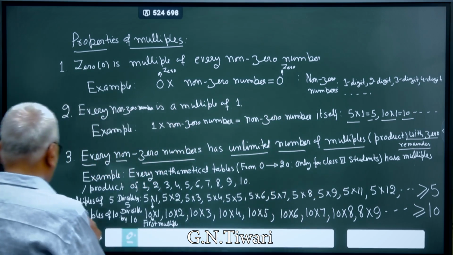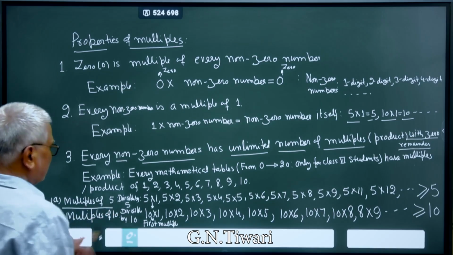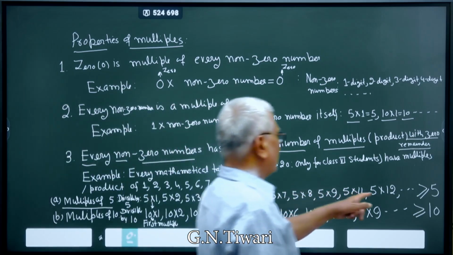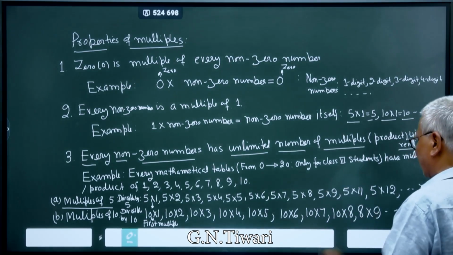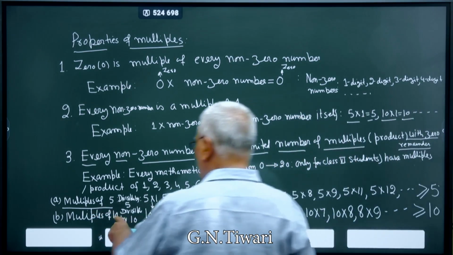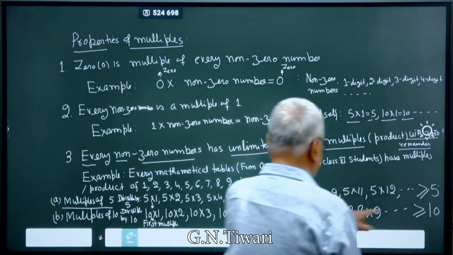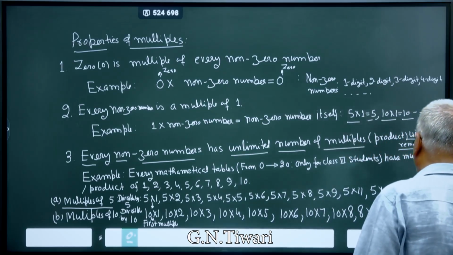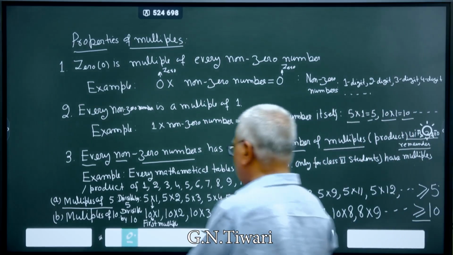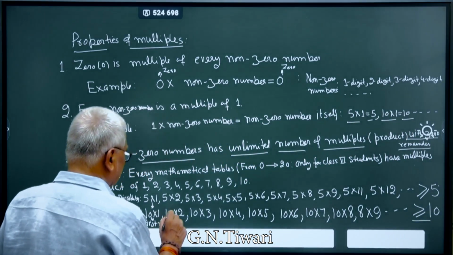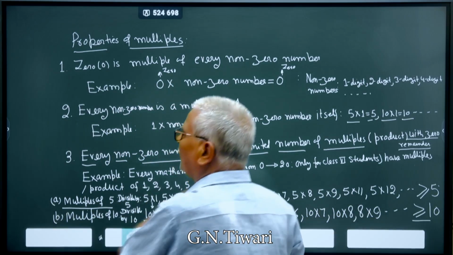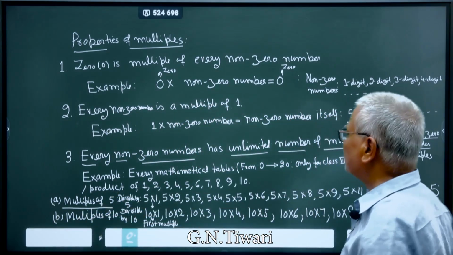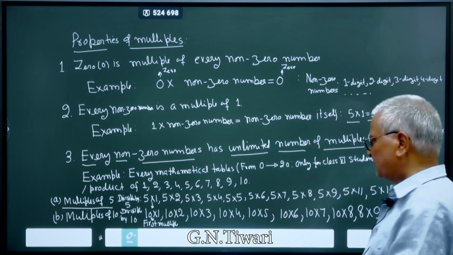Just see, multiples of 5. This is the table of 5 up to here, which is greater than or equal to 5. That's very, very important. Again, multiples of 10. Just see here, it is greater than or equal to 10. Just see, first multiple is this, second, third, fourth, fifth, sixth, 7, 8, 9, 10. It will go up to 20 because I have just taken the table of 20.